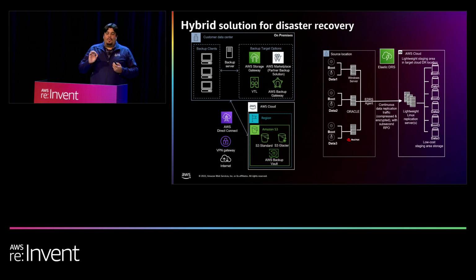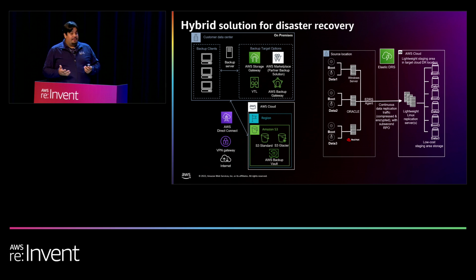The way the solution is architected, you will copy that data to a lightweight server on the cloud and low-cost storage, creating a pilot-light style of disaster recovery, which means you will not be charged for the full capacity and the full performance that you're looking for on the cloud until you have to activate that disaster recovery environment. So that's what AWS Elastic Disaster Recovery can provide.